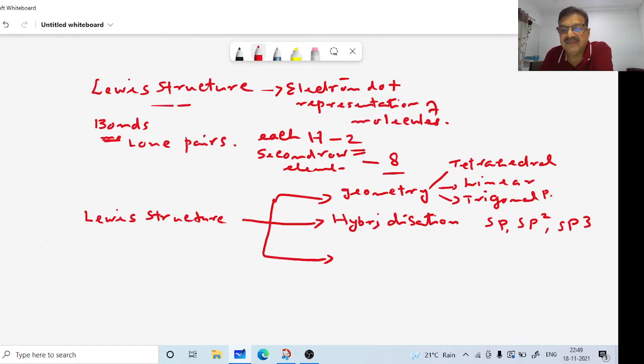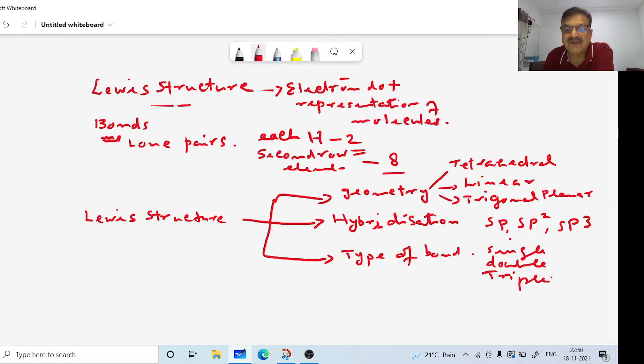These are the geometries. Then, after hybridization, we are talking about the nature of bonds, the type of bond, whether it is a single bond, a double bond, or a triple bond, etc. These are the important properties of a molecule. From the point of view of these properties, we should have an idea about the Lewis structure. This is the first step needed to determine many of the properties of a molecule.